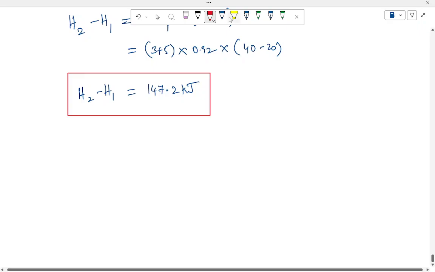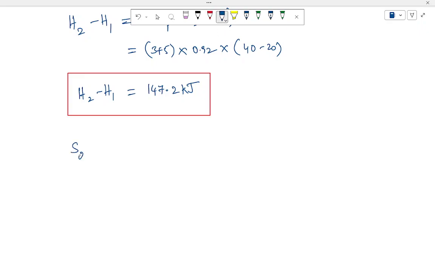Also, it is asking you to find out the S2 minus S1 here. So the S2 minus S1 formulas, if you remember, there are S1 formula, S2 formula, and S3 formula. So there are forms of this S2 minus S1. So here m Cv into ln T2 by T1 plus m into R into ln V2 by V1. I will take this formula here.